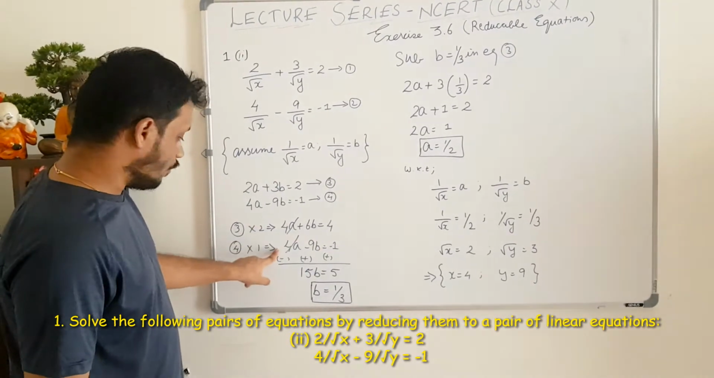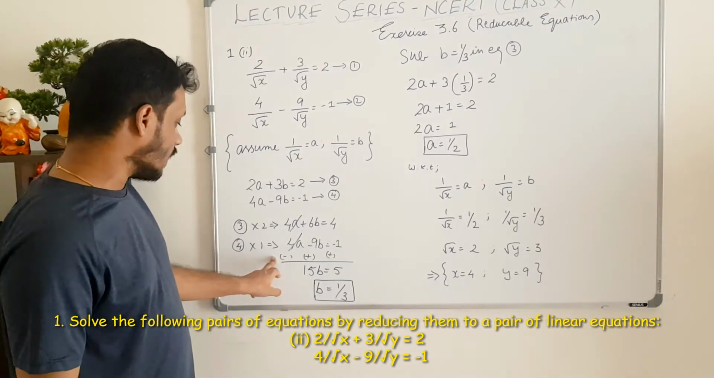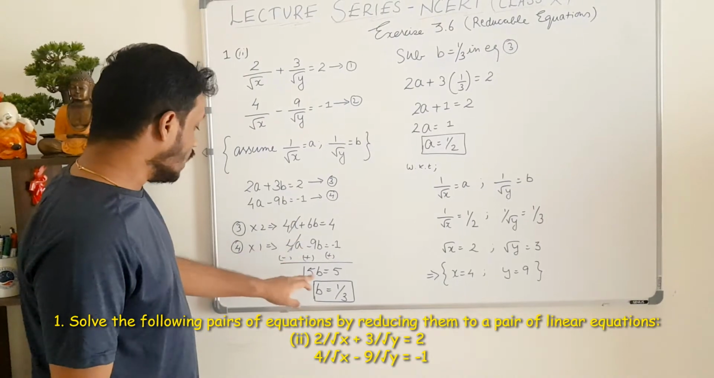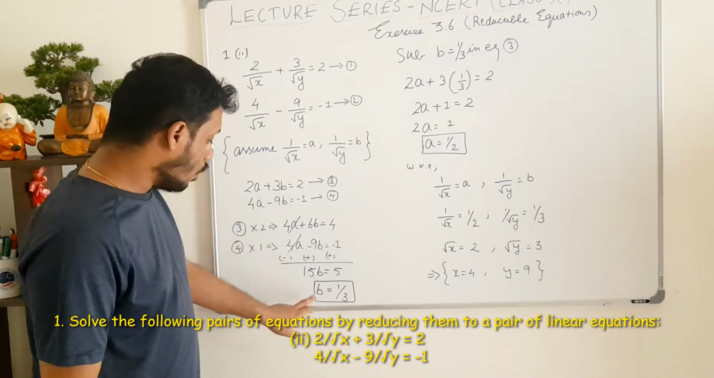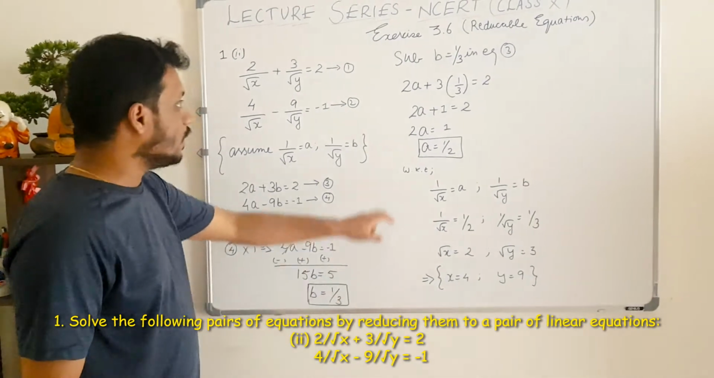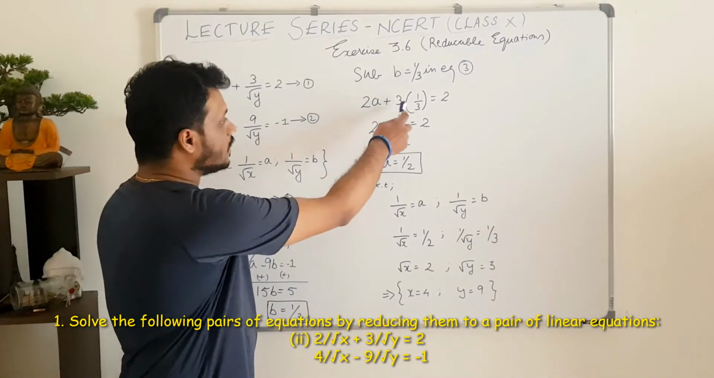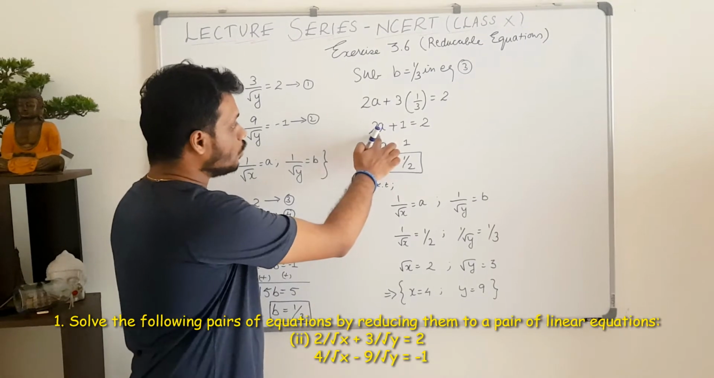I see I have 4a and 4a. So by elimination technique, I am just subtracting the fourth equation from the third equation. So this will get cancelled away. I get 15b is equal to 5, or b is equal to 1 by 3. After obtaining b as 1 by 3, I substituted in equation 3. So I get 2a plus 3 times 1 by 3 equal to 2, or I get 2a, the 3 would cancel.